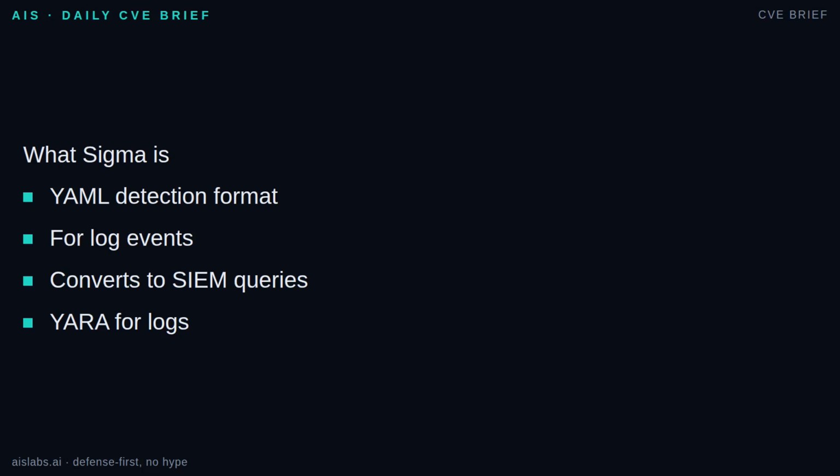A beginner should remember this. Sigma is not a SIEM. It is not a log collector. It is a way to write detection logic once and translate it. Sigma is to logs what Yara is to files, a common language analysts can share, review, and reuse.